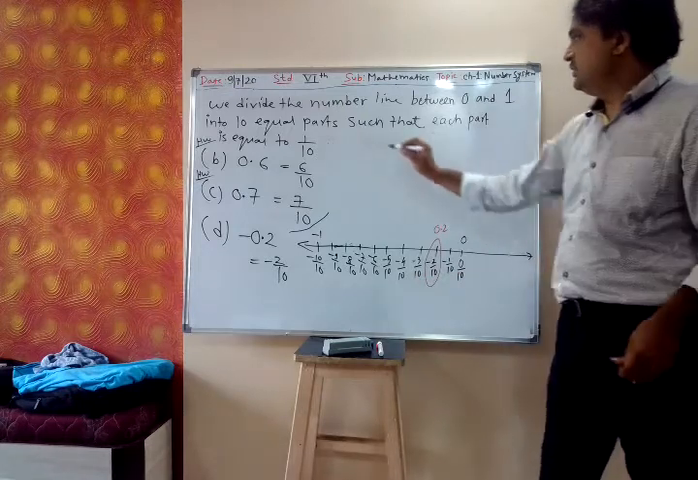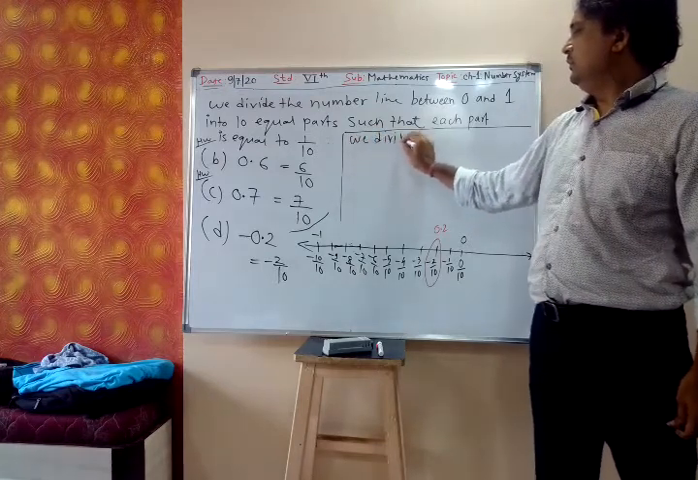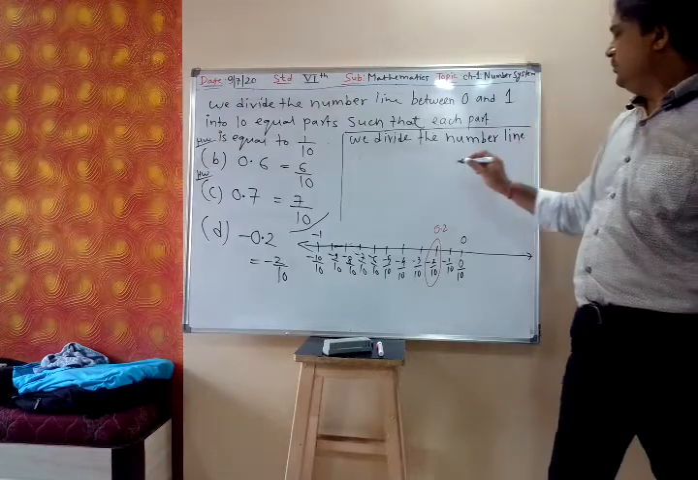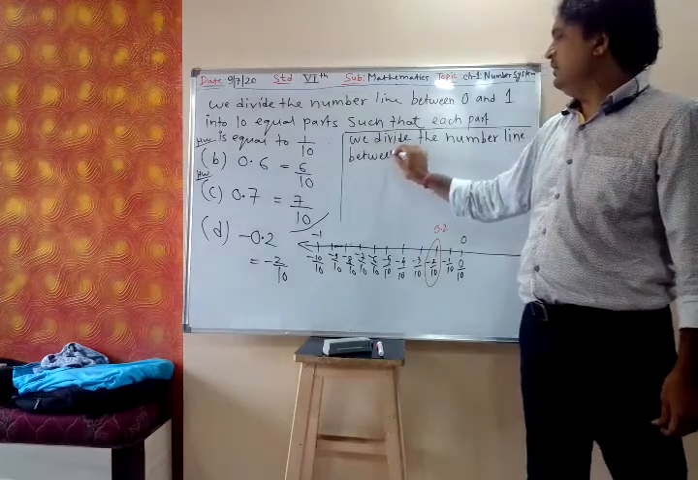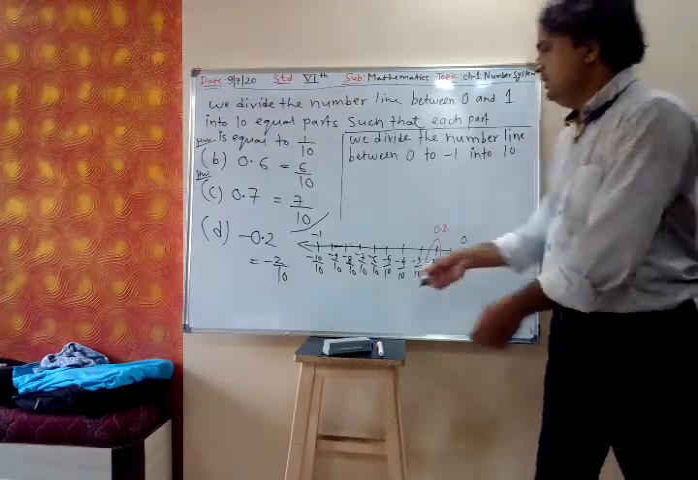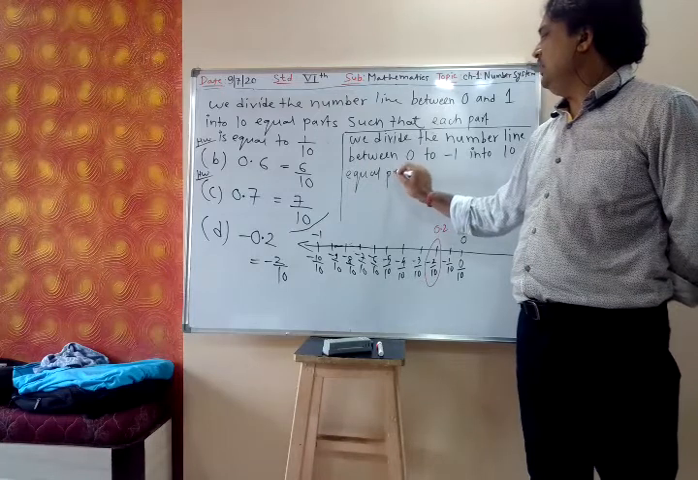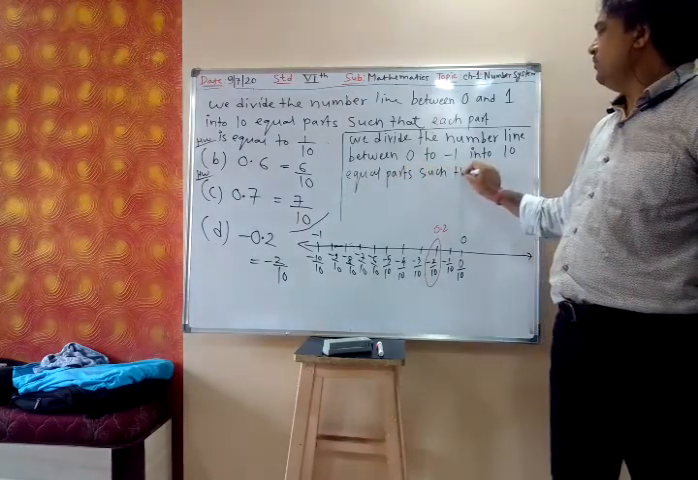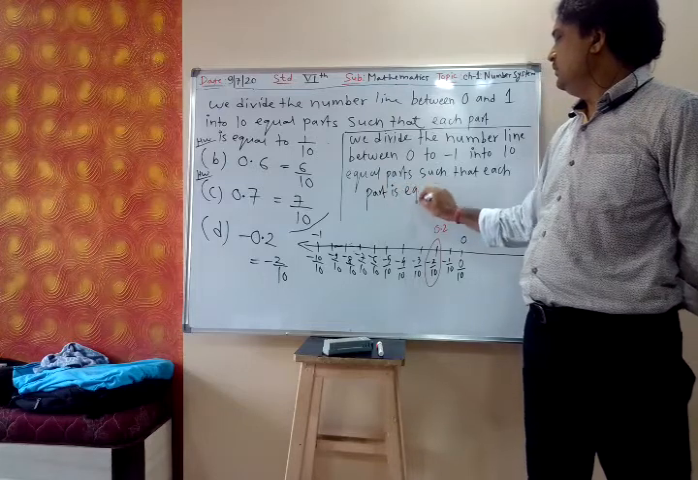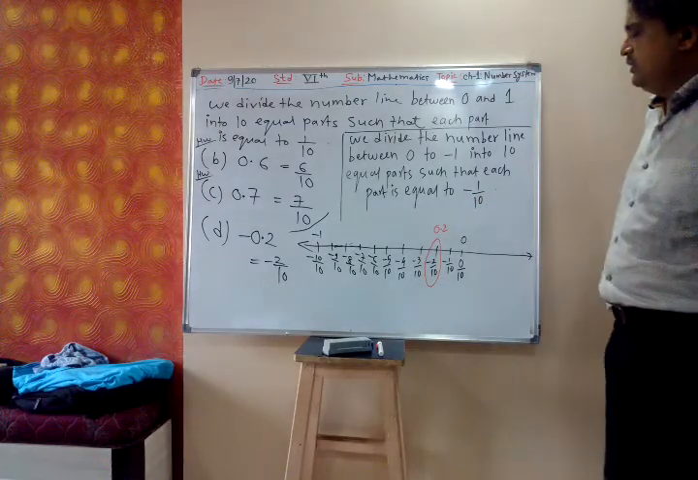Now we write the explanation. We divide the number line between 0 to minus 1 into 10 equal parts, because the denominator is 10, such that each part is equal to minus 1 upon 10.